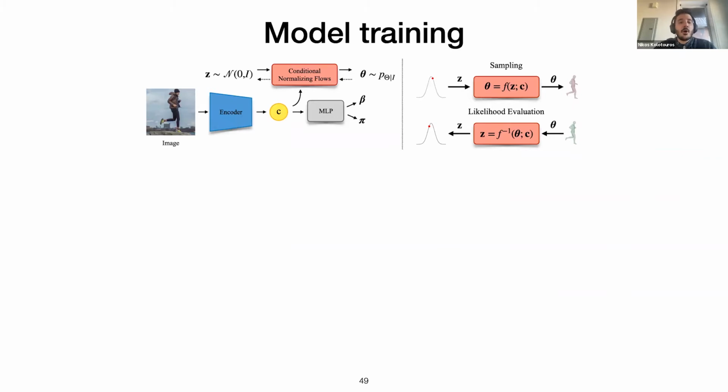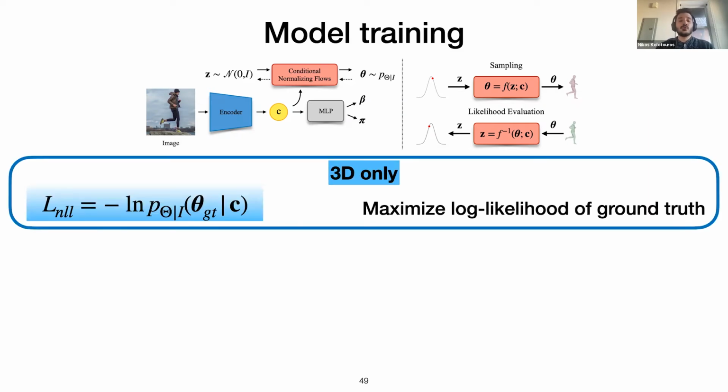And let's now talk about how we can train our model. To do that, we divide our data into two subclasses, the examples with and the examples without 3D annotations. For examples with 3D annotations, in the usual normalizing flow fashion, we maximize the log likelihood of the ground truth annotations under the model, or equivalently, minimize the negative log likelihood.